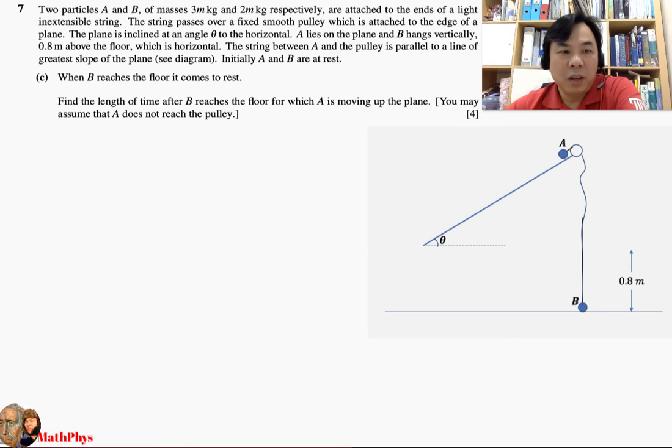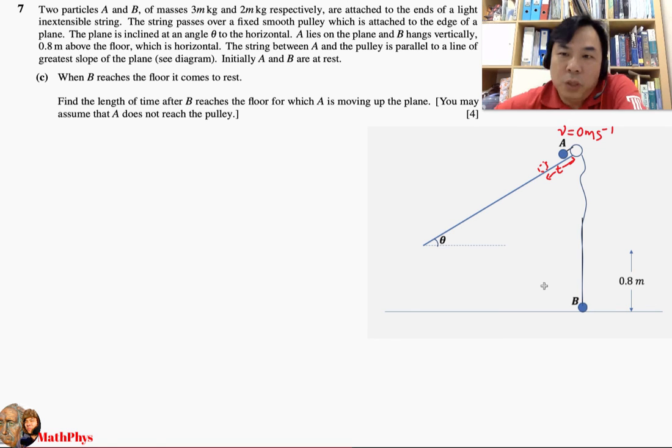We are interested to find out the length of time after B reaches the floor for which A is moving up. So how long does it take for A to move from here, for instance, because this is the position when B touched down, up to this position before it stops moving? That is when its speed reaches 0 meter per second. All right. Okay. Now that is the question there. Right. So I hope that is clear.